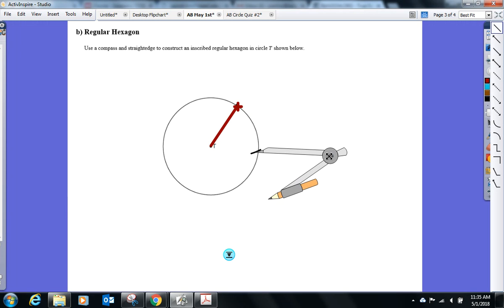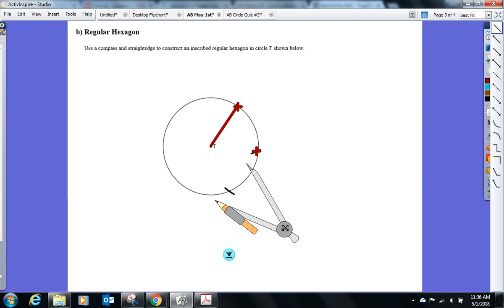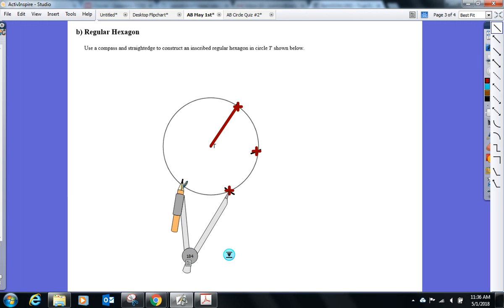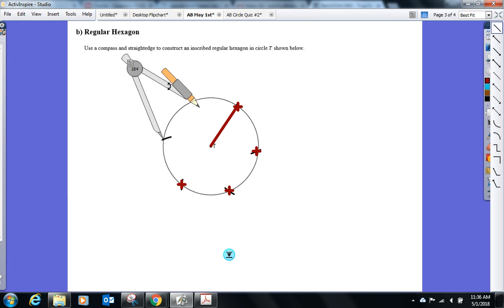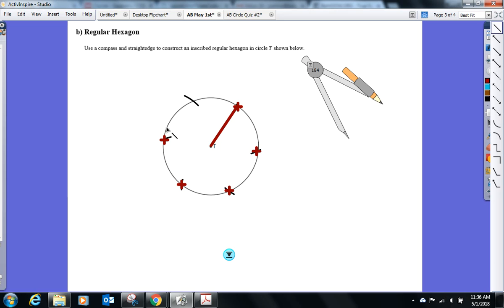Move it down, because you know six of these are going to fit on there. And if the opening of my compass never changes, those arcs have to be the same measure. Keep going. We got one, two, three, four, five, six arcs.